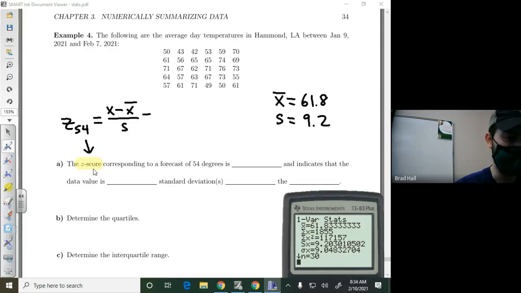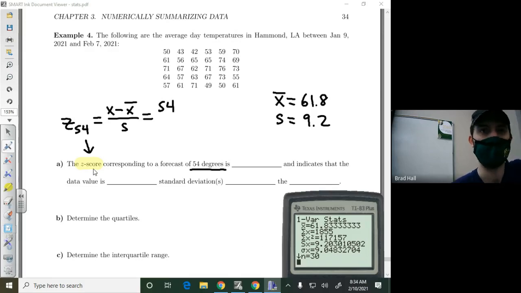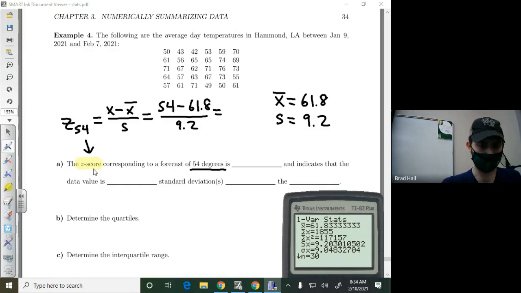So now we can put this all together. The data value is 54 because that's what we want to find the z-score of. A forecast of 54 degrees minus whatever the mean was, 61.8, divided by the standard deviation of 9.2. Let's figure out what that value is. 54 minus 61.8 divided by 9.2, and I get negative 0.8, just about. I'll just round it to negative 0.8.